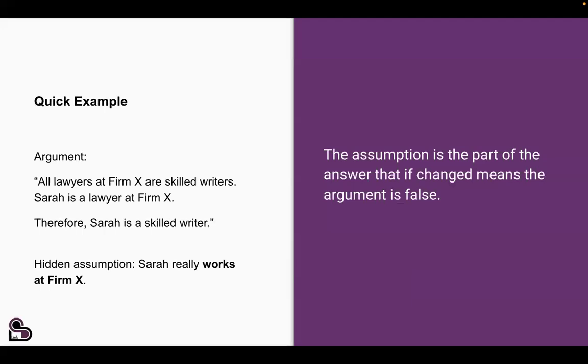A quick example. I've got a couple of examples for you. Argument: All lawyers at firm X are skilled writers. Sarah is a lawyer at firm X. Therefore, Sarah is a skilled writer. The assumption is the part that, if challenged, means the argument is false. So the hidden assumption is that Sarah really works at firm X. Maybe Sarah works at firm Y. See where I'm going with this?